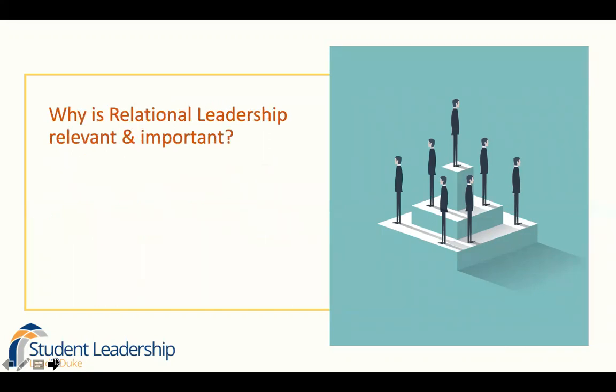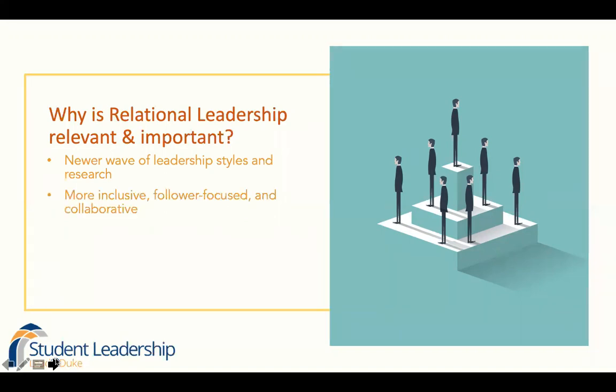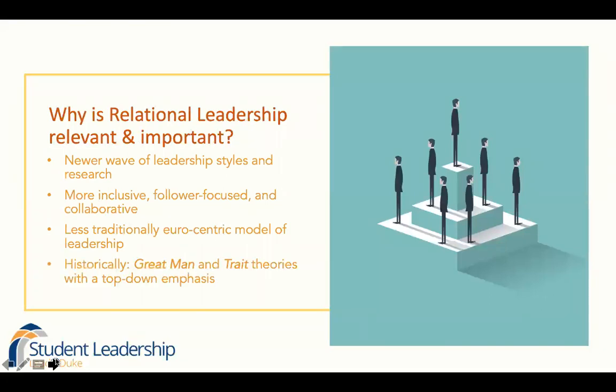First, let's explore a little more about why relational leadership is relevant and important. In the larger picture of American and European concepts of leadership, relational leadership is in the newer wave of styles and models that are more inclusive, follower-focused, and collaborative. It is also moving away from the traditional power structures of Eurocentric models of leadership. Past models include the great man and trait theories, the trends of which we can still see in ways we often consider leadership today, that a person has specific characteristics or traits that make them a leader, or someone is born a great leader.